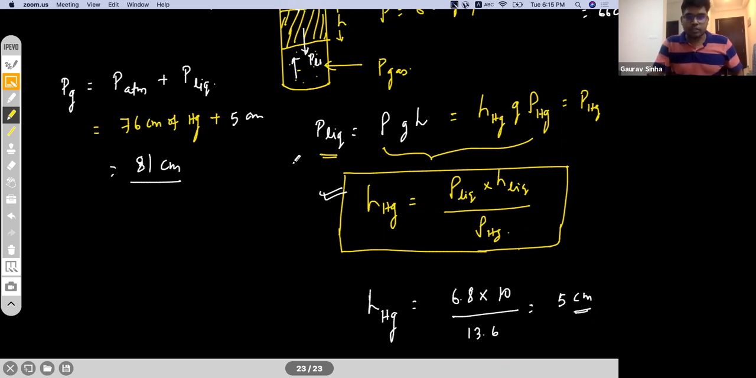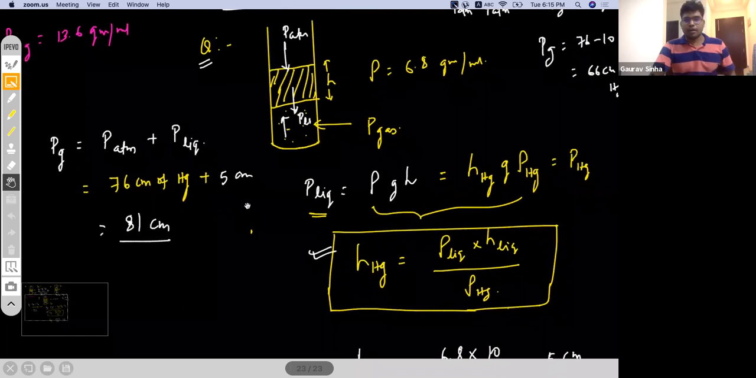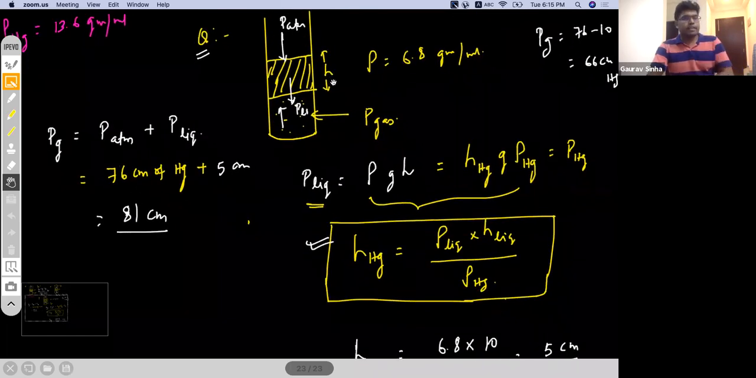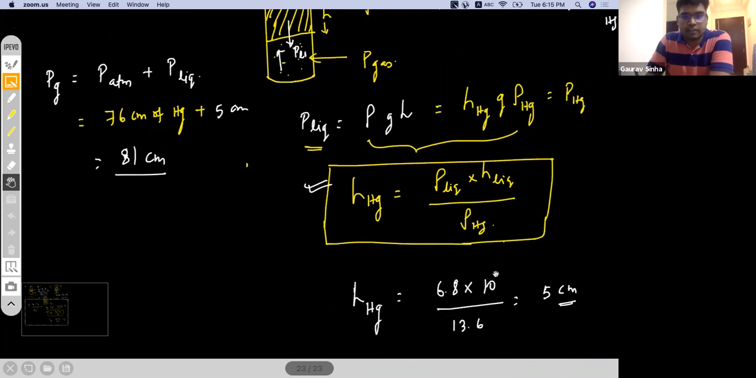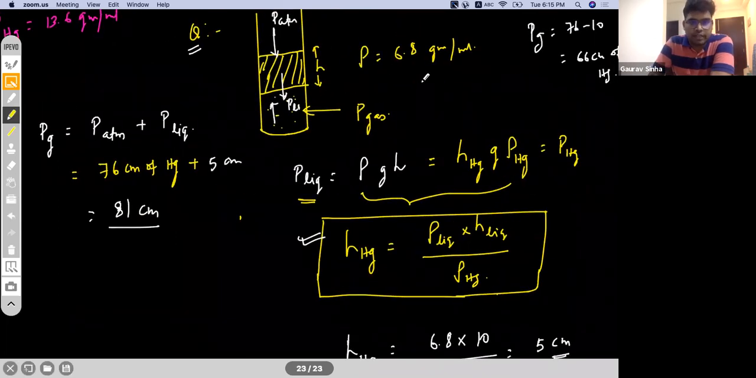It's given in the question. Is it not given? Oh, wait, let me check. Okay, the height of the liquid I haven't given you, I guess. Wait, let me check this. Oh, it is not, I have not written it over here. Fine, my bad, guys. The height of the liquid is given, 10 centimeter. That's why I have taken this. Whatever height, you just have to substitute and find out this. My bad, okay? This h is given right down here. It is 10 centimeter.